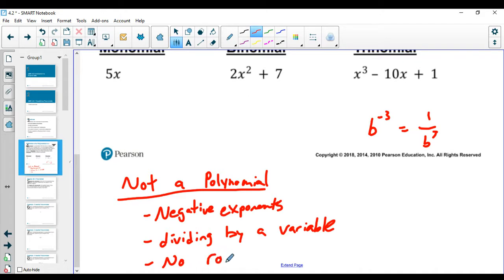And then really the only other one is you should have no roots, right? Because if you have roots, that also implies that you don't have an integer as a power. So if you have the square root of x, that implies x to the 1/2. You could divide by constants and numbers, and you could have square roots of numbers, but you can't do that with the variable. So if the variable has a negative exponent, or you're dividing by a variable, or you have some root of a variable, you can't do it.